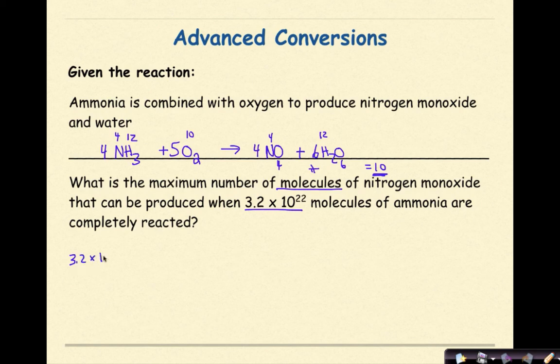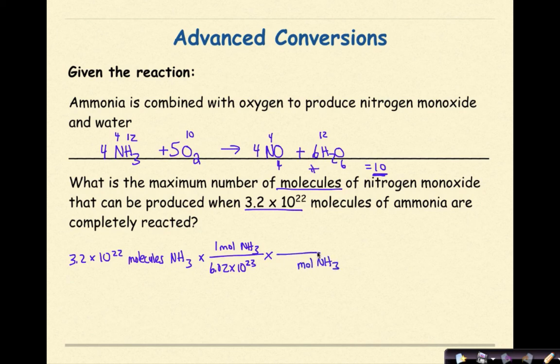3.2 times 10 to the 22nd molecules of ammonia. I've got to convert this into moles. So 1 mole of ammonia is equal to 6.02 times 10 to the 23rd. We're referring back to that. Now I'm in moles of ammonia.